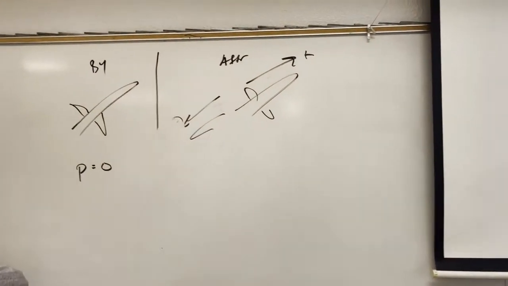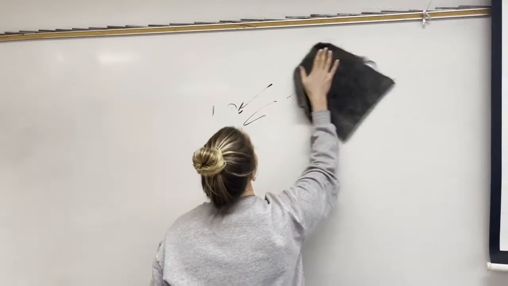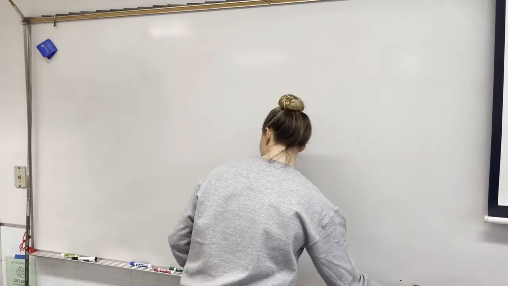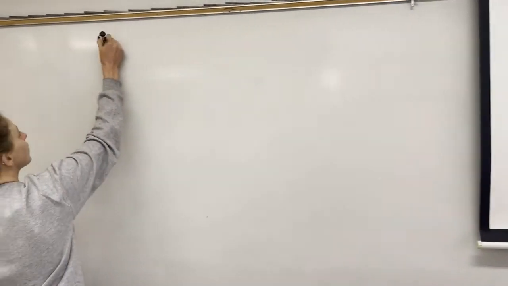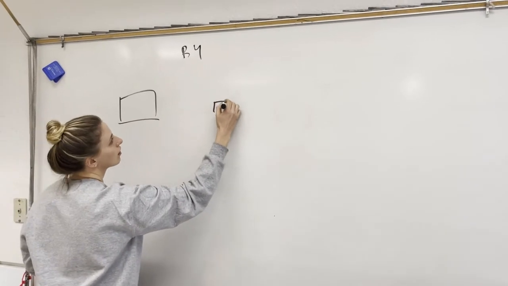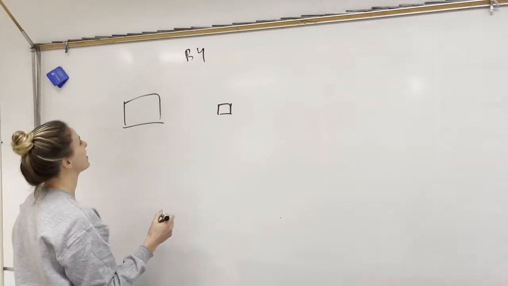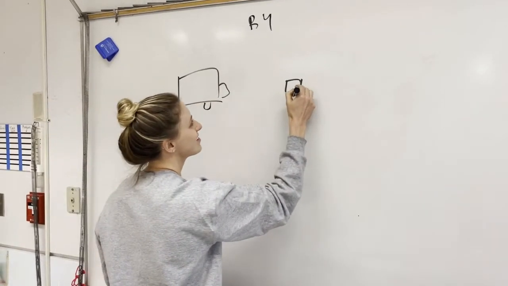Should we start with a diagram? We should definitely start with a diagram. I could have probably left that before and after. Okay, so before, we've got a big car moving and a little car sitting there. Let's put wheels on it.